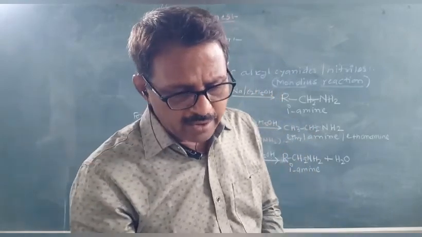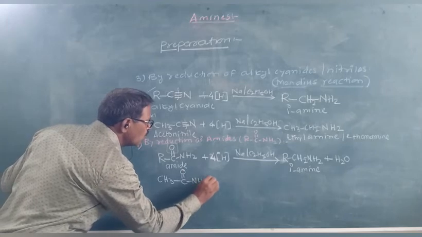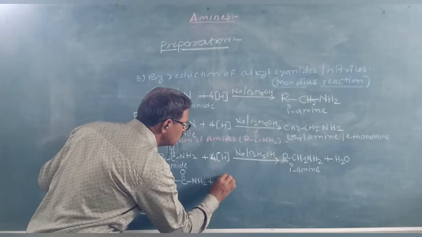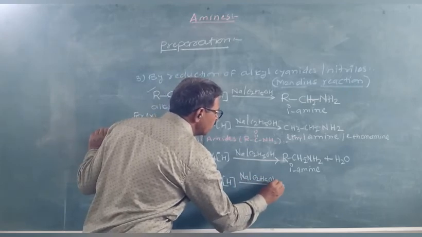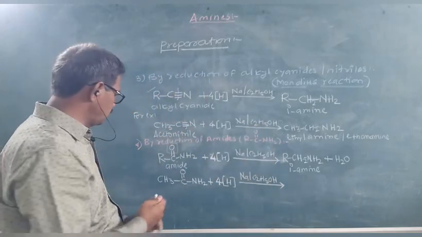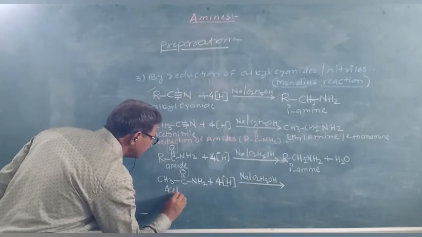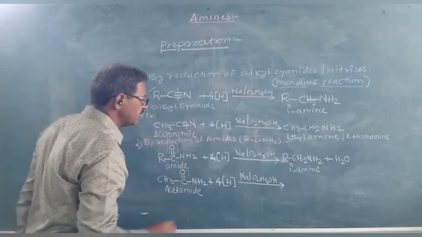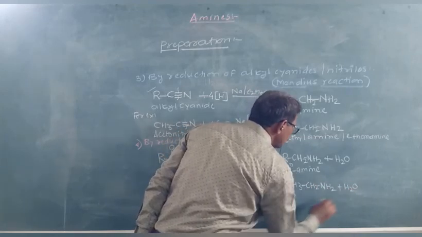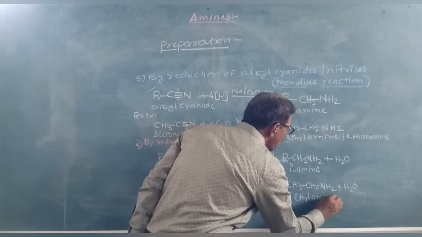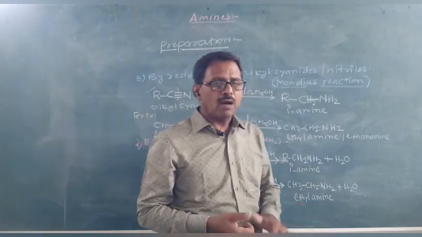For example, when acetamide, CH3C(=O)NH2, is reduced by using sodium and ethanol, a reducing agent, the oxygen is given out and replaced by two hydrogen atoms, and we get CH3CH2NH2 plus H2O. When acetamide, or ethanamide, is reduced by sodium and ethanol, ethylamine is obtained.